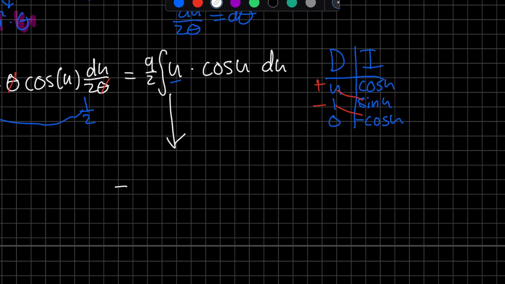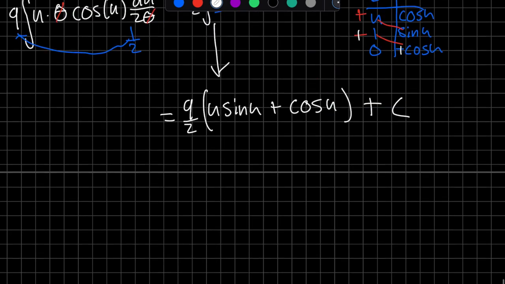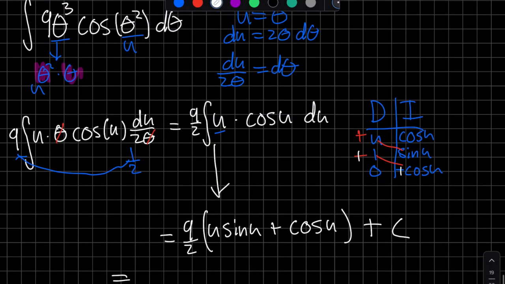So bringing this all down, we have this 9 halves, and then our integral is going to be u times sine u, right? We multiply it across, and we have that -1 times negative cosine. Negative and negative, they cancel out, right? So we just have plus cosine u. We have a plus. Now, for our last step, we don't want our answer in terms of u. We want it in terms of the variable that we started off with, which was theta.